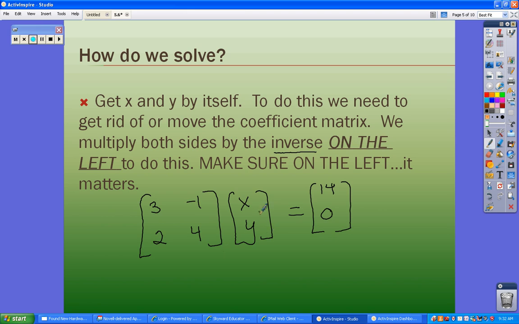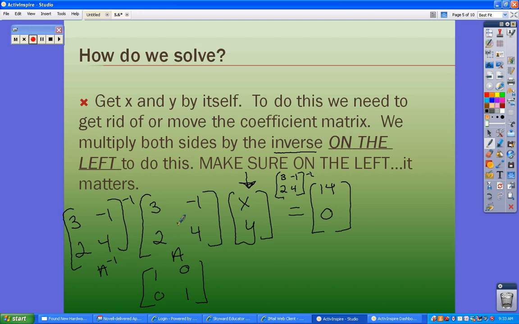All right. How do I get x and y by itself? Well, this is the matrix I need to move. How do I move it? What I can do is I can multiply by 3, -1, 2, 4 inverse. And it has to be on the left, so I have to do it to this side on the left. And the reason it has to be on the left is because matrix multiplication is not commutative. We talked about that before. You can't go back and forth. And when we take the A inverse times A, like if this was A and this was A inverse, that gives us the identity matrix, 1, 0, 0, 1, because an inverse times itself is the identity.